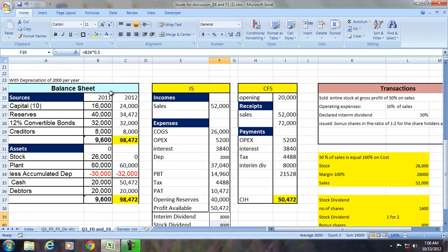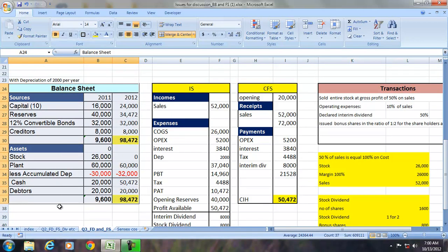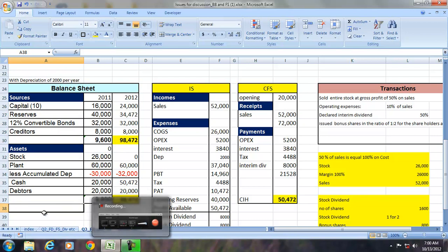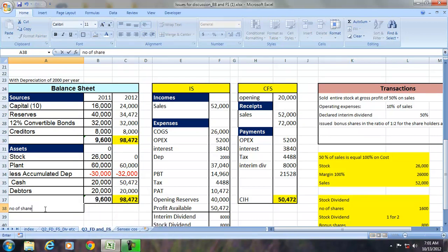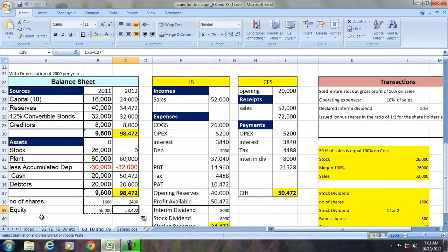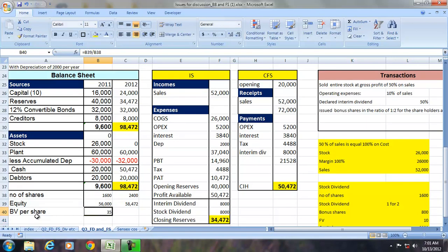stock dividend. Now we can also calculate the book value per share. So the number of shares before and after: 16,000 divided by 10, 1,600. At the end of the year, the number goes up. Equity at the beginning of the year is capital plus reserves, and the equity at the end of the year is 58,000. So the book value per share is 56,000 divided by 16 and 58,000 divided by 24.